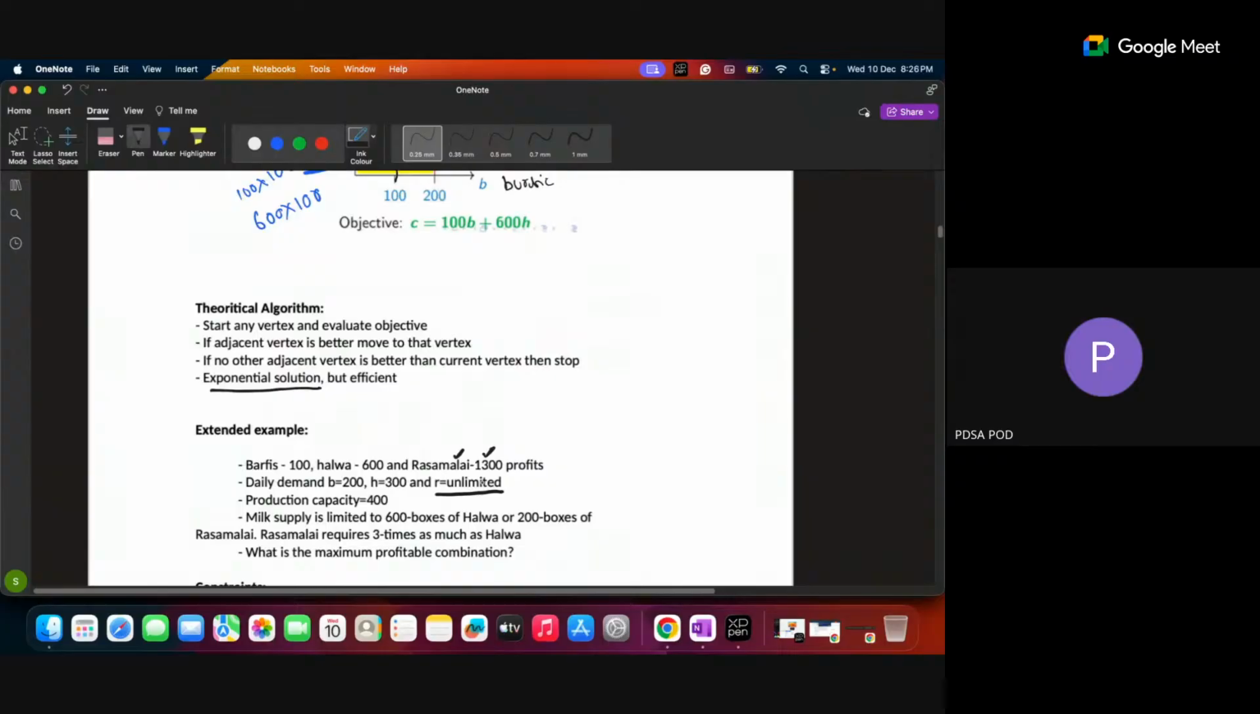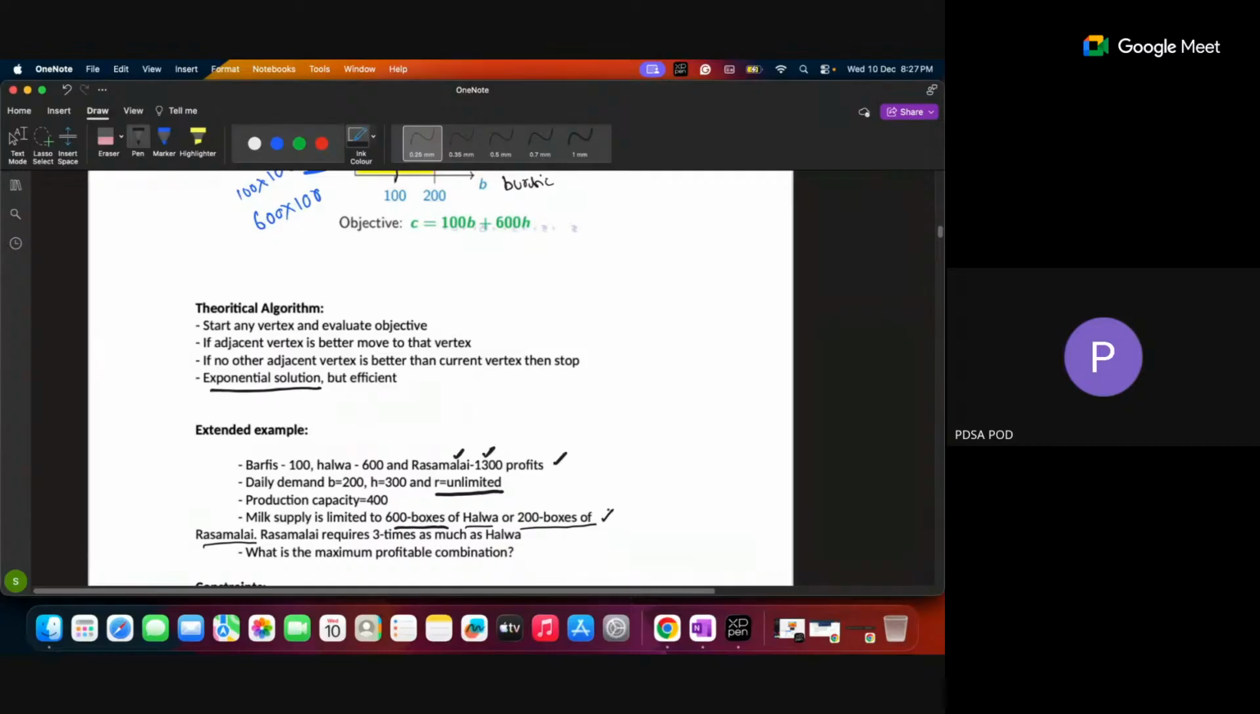Can we directly produce that? Whatever the maximum capacity, 400 boxes, can I produce all rasmalai? Of course we can, but there is another constraint given: 600 boxes of halwa or 200 boxes of rasmalai only, because of the milk supply. So there is another product added, and another constraint also added.